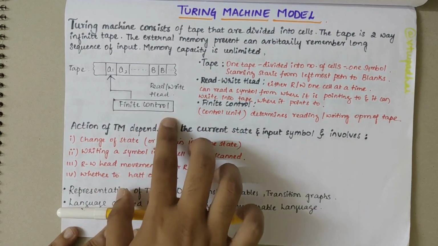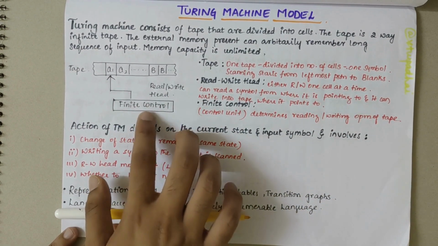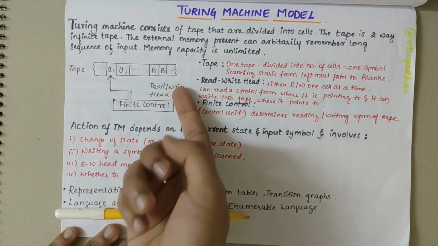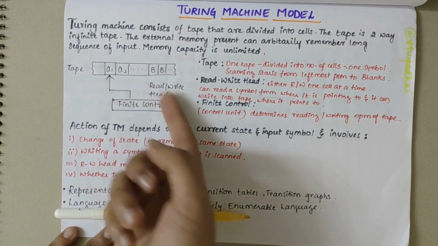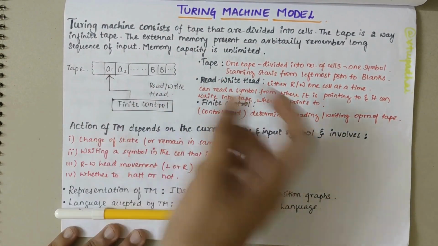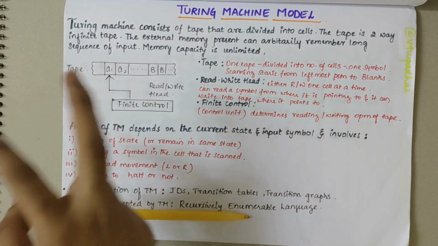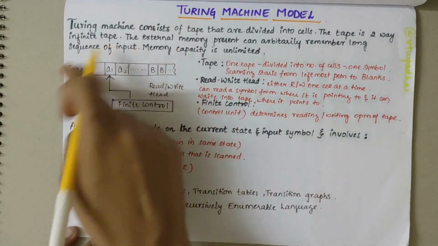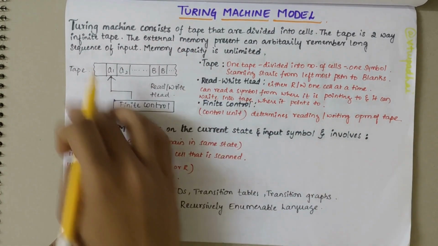Coming to the finite control, it is also called a control unit. This determines whether the head should perform a read operation or a write operation, and it even controls whether it should move left or right. So that was about this diagram, understanding the model here.